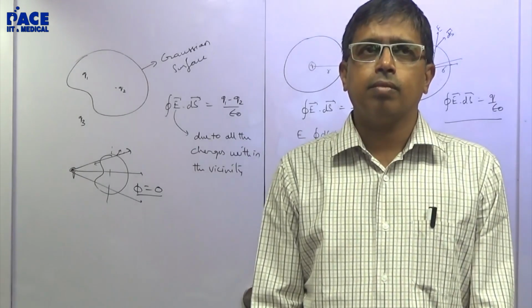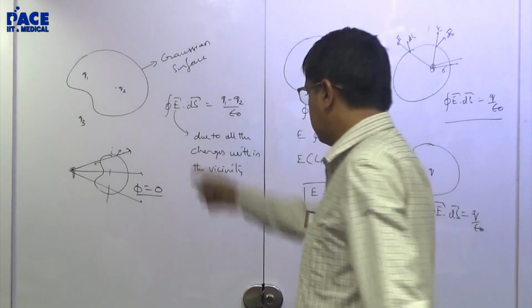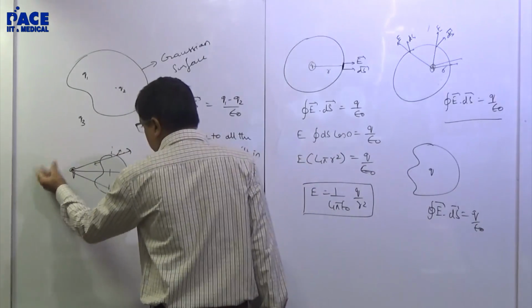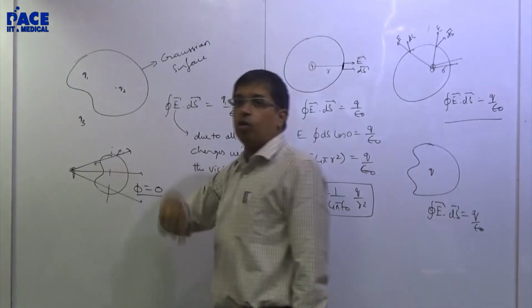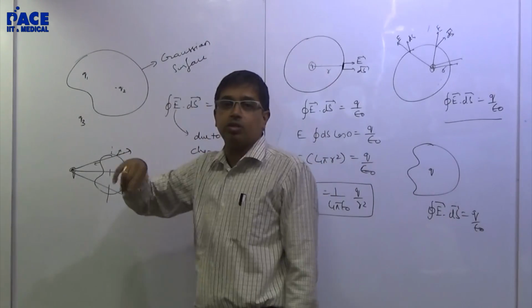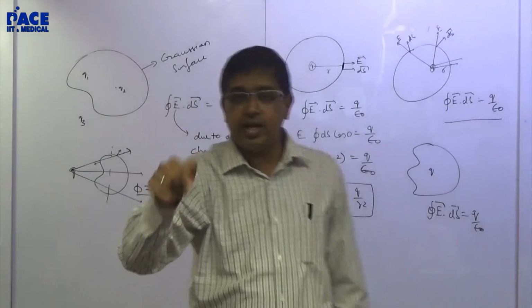If the Q is placed outside the surface, why will its flux be zero? The angle subtended by a closed surface anywhere outside is 0. Anywhere inside is 4 pi. The angle subtended by a closed surface anywhere outside will be 0, anywhere inside is 4 pi.